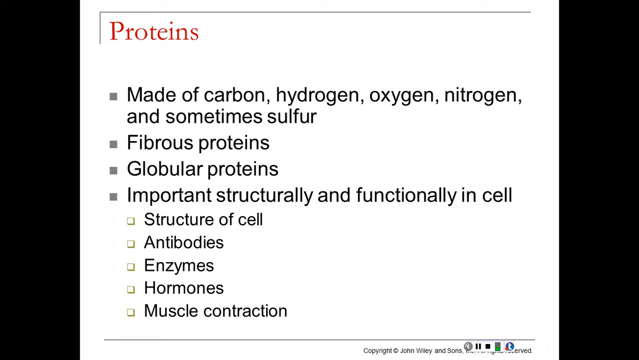They're made of carbon, hydrogen, oxygen, nitrogen. Sometimes there's sulfur in there as well. They can be fibrous proteins, like the type of protein that makes up our hair. They can be globular proteins, like the type of proteins that work as enzymes in our body. They also serve specific functions, as I mentioned. They can serve as certain parts of our cells. They act as antibodies, helping to fight in our immune system. They act as enzymes to help with digestion, hormones as well, to help send signals and control the body, and they're also important in muscle contraction.